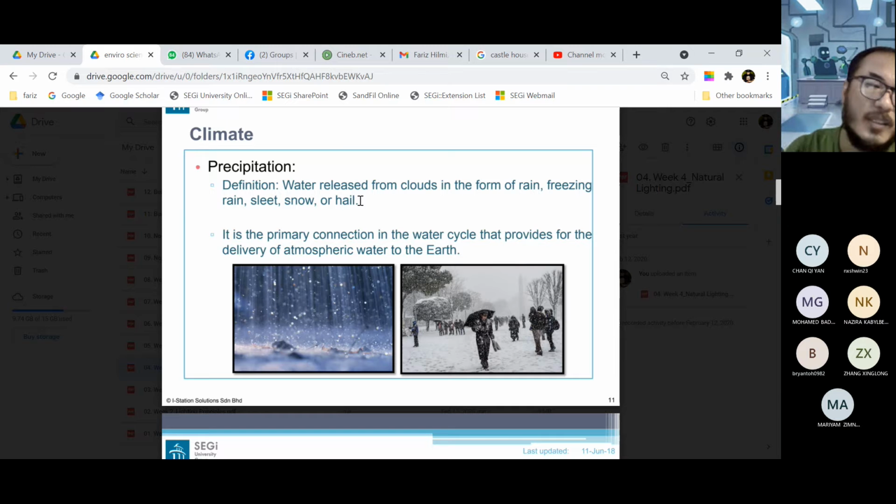Then it falls on Earth, and it's actually ice. It's not like snow. Snow is very different, very different from the hail.